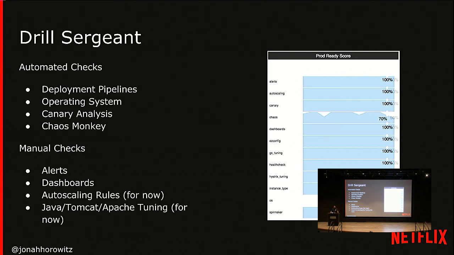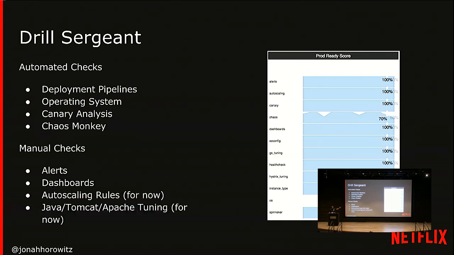Finally, we wrote a tool called Drill Sergeant. What this does is it looks at every service every day and evaluates it based on whether or not it's meeting some of our production-ready guidelines. There are some things we can check automatically, like deployment pipelines, which operating system you're running, whether or not you have canary analysis enabled, whether or not you're using Chaos Monkey in all of the regions, as well as some manual checks. It's really hard to say if someone has good alerts in an automated fashion, but a good engineer can look at a set of alerts and tell you pretty quickly whether or not you're monitoring the right things. So alerts, dashboards, your auto-scaling rules, although we'd like to automate that, and also Java, Tomcat, and Apache tuning. Those are things we'd like to automate, but we're not quite there yet.